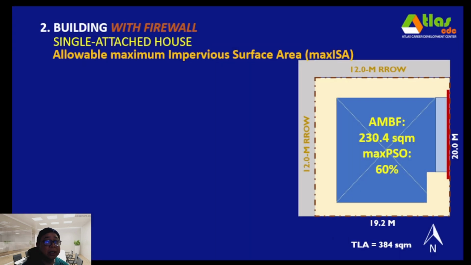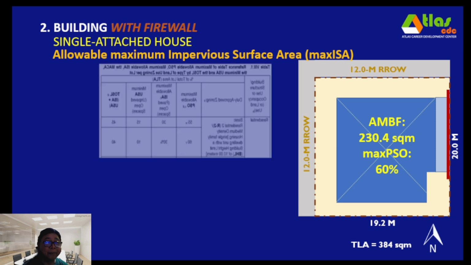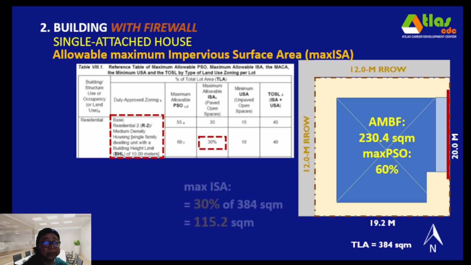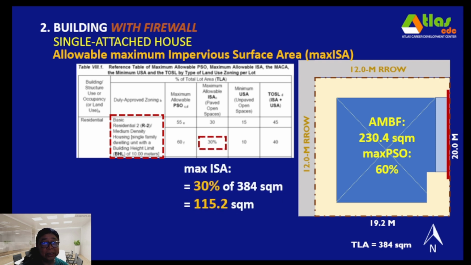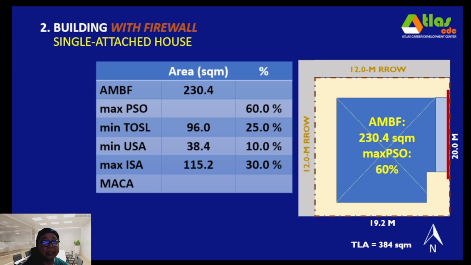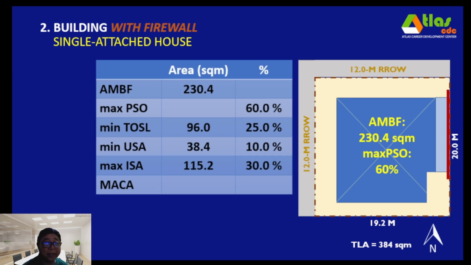And then we go to the allowable maximum impervious surface area or maximum ISA. Again, table 8.1 is our reference. So here it shows 30% is our maximum ISA. Will give you 115.2 square meters. Again, just input this in your tabulation for the maximum ISA at 115.2, 30%.